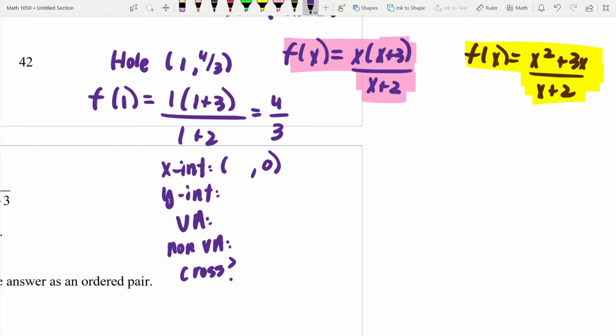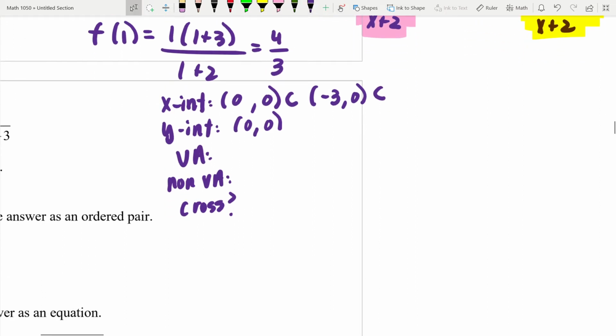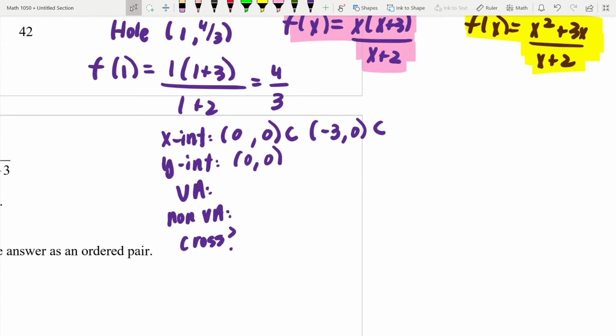The top, pink or yellow, what's easier? Which one's easier to let the top be a 0? Pink, it's done for you, right? Set the x equal to 0, you get 0, 0 crossing. Set x plus 3 equal to 0, you get negative 3, comma 0 crossing. If 0, 0 is an x-intercept, it's also a y-intercept. Vertical asymptote, where does that come from? Bottom, right? X equals negative 2, even or odd? Odd.